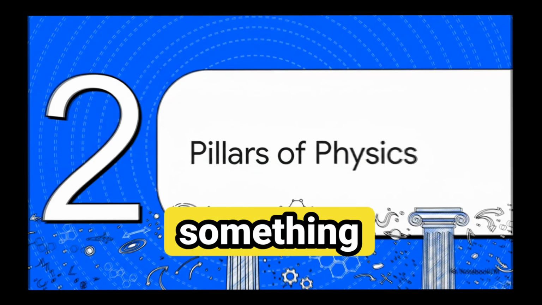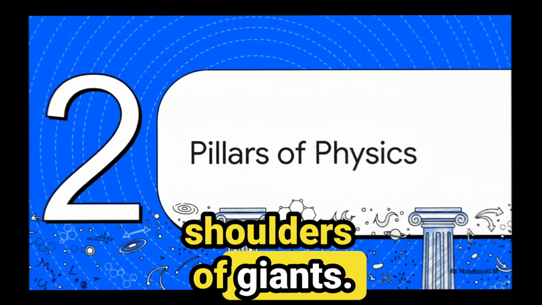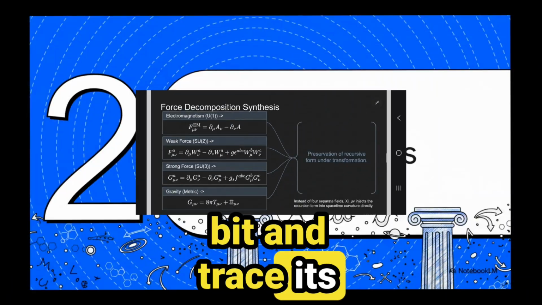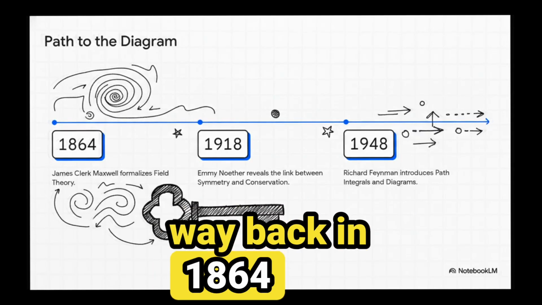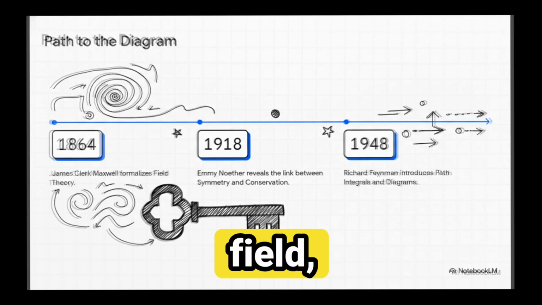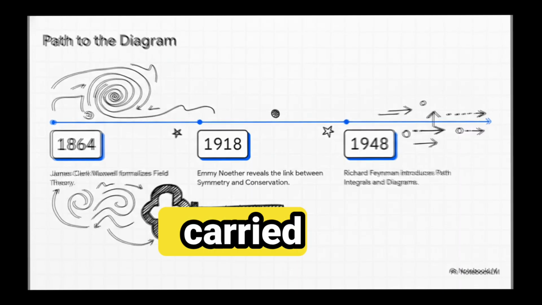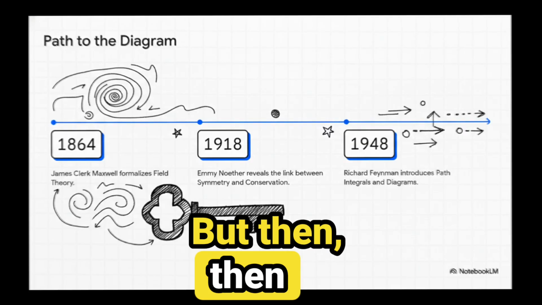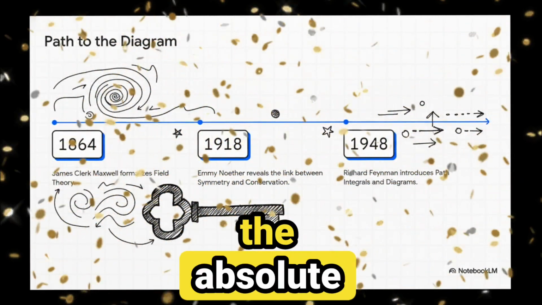Now, you know, something this brilliant doesn't just pop into existence out of thin air. It stands on the shoulders of giants. It's built on these incredibly profound ideas that came before it. So let's zoom out a bit and trace its intellectual DNA. Okay, check out this timeline. The path really starts way back in 1864 with James Clerk Maxwell. He's the guy who gave us the modern idea of a field. You know, the concept that forces aren't some kind of spooky action at a distance, but are actually carried by something that fills all of space. A huge step. But then in 1918, a mathematician named Noether came along and delivered the absolute master key.